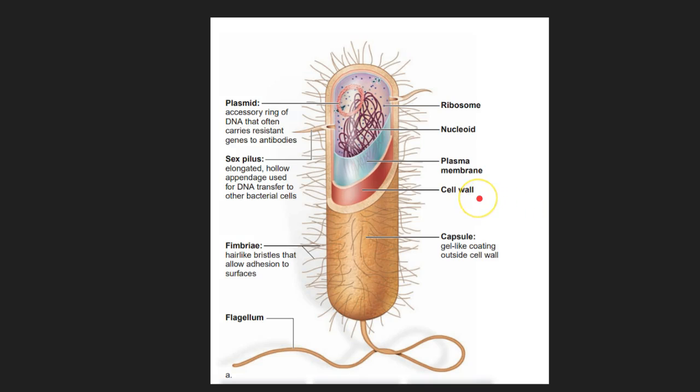You have a cell wall, which we've talked about in previous lectures. You have a plasma membrane, which we definitely talked about in previous lectures. And then you have some nuclear material in here and ribosomes for this bacteria to make protein. And I almost forgot the flagellum, which it's going to use for motility. It's going to use that to move around.